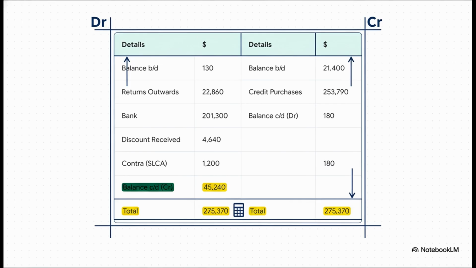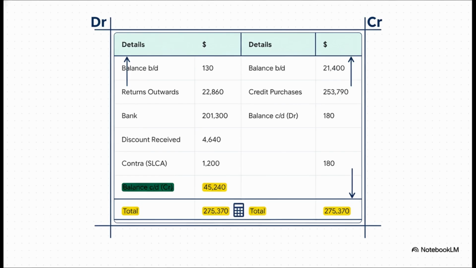Okay, let's build this account together step by step. First, we pop in the opening balances. The normal credit balance of $21,400 goes on the credit side. That abnormal debit balance of $130 goes on the debit side. Next, credit purchases. That increases what we owe, so we credit the account with $253,790. Now for all the debits, the things that reduce what we owe. Returns outwards of $22,860, checks paid from the bank of $201,300, discounts we received of $4,640, and that contra entry of $1,200. All of those go on the debit side.